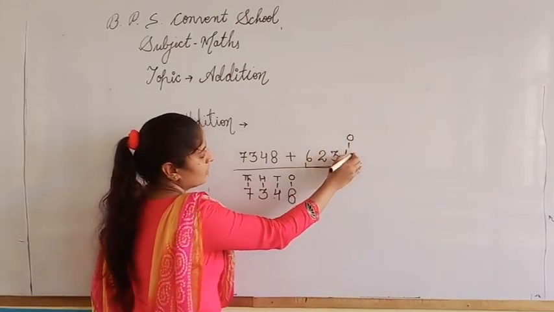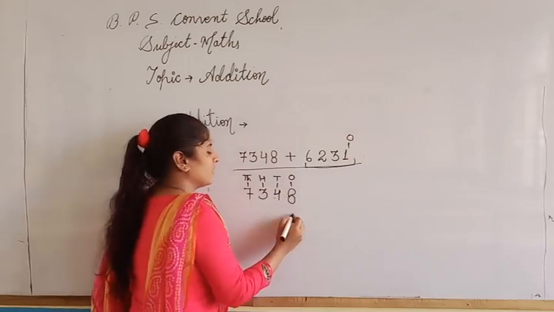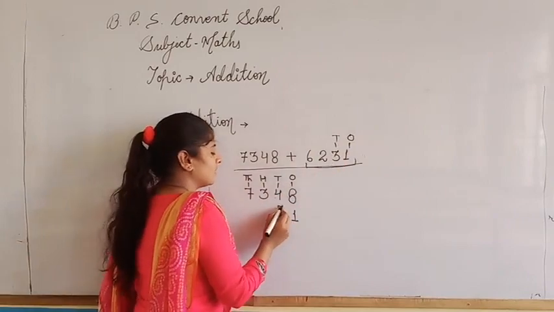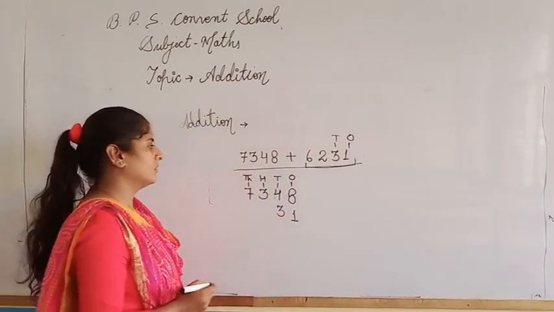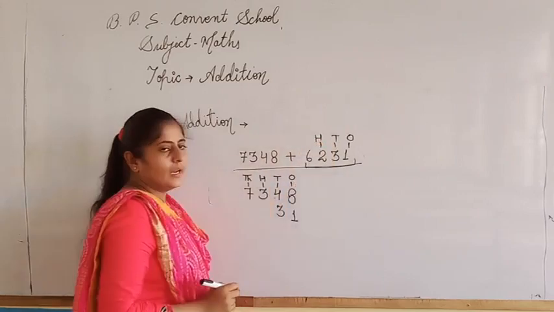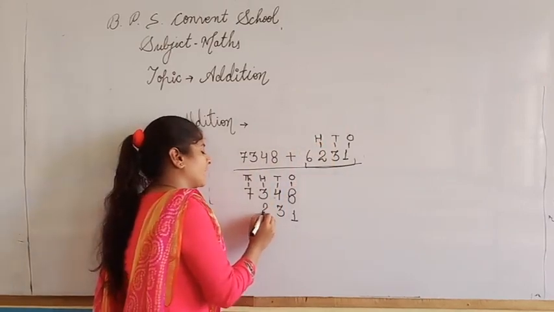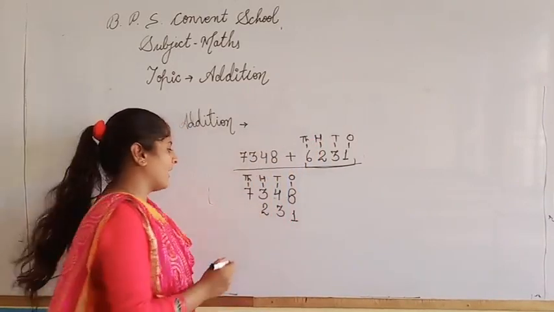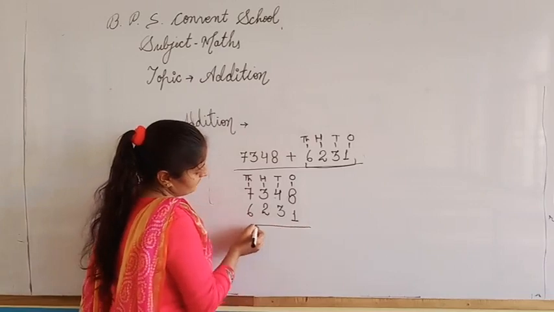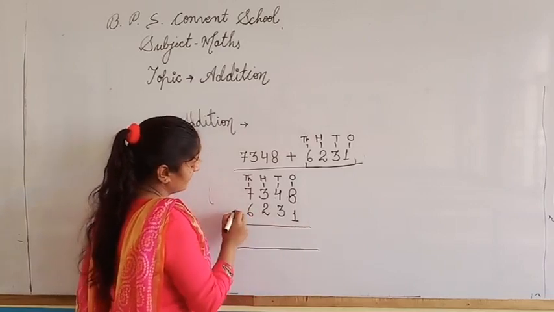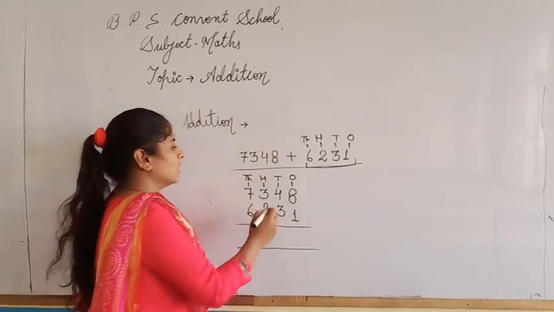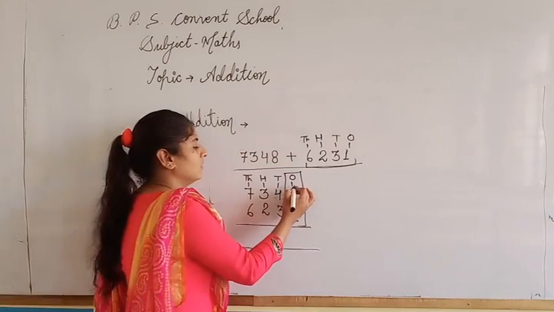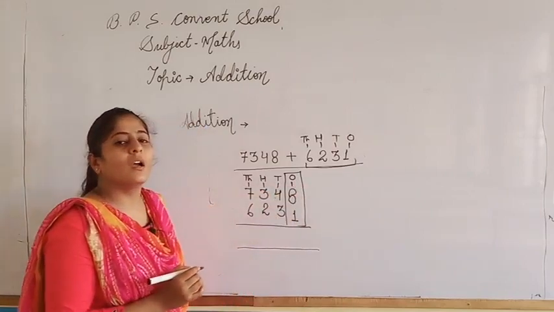In the ones place there is 1, so write 1. In the tens place there is 3, then write 3. In the hundreds place there is 2, then write 2. In the thousands place there is 6, then write 6. After arranging in columns, we add the digits of a column.